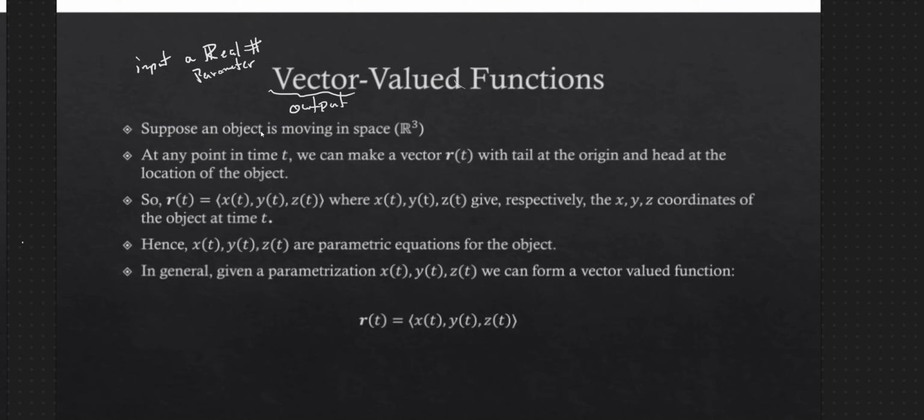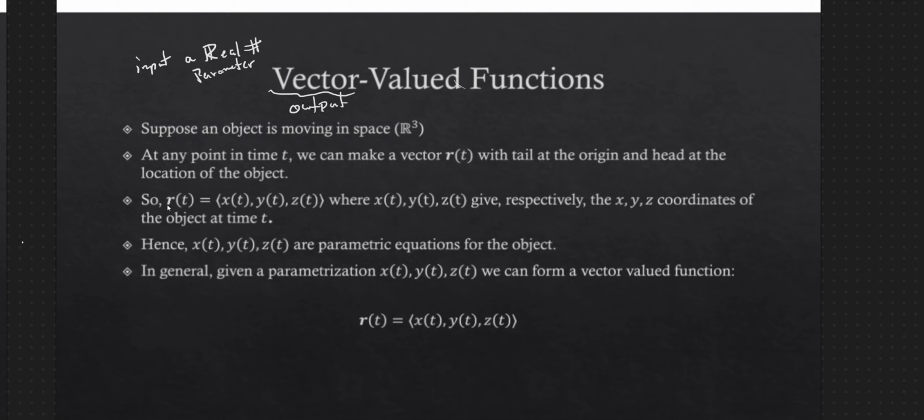Now, one way to think about this is an object moving in space. So the idea is we input some time, some parameter. The output is a vector. And if we think of that vector as being a position vector, so whose tail is at the origin and whose head points at the object, then the output of all these vectors determine a curve in space that the object is tracing out. So that's the idea with these, right? Tail at the origin, head at the location of the object, and this is going to change over time. So the position vector is going to trace out the curve of the object.